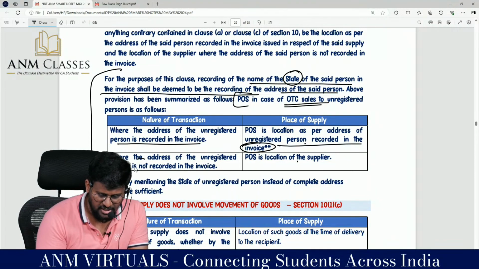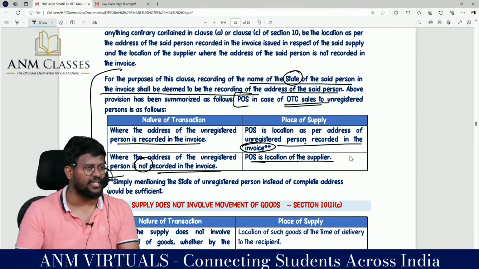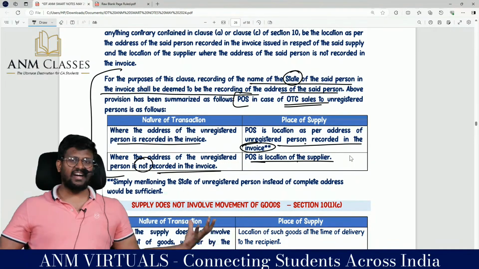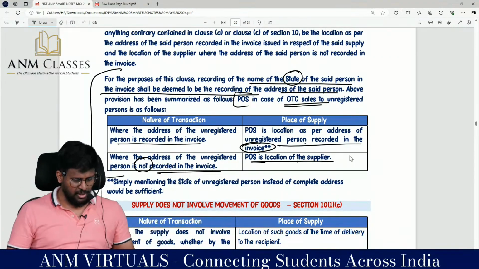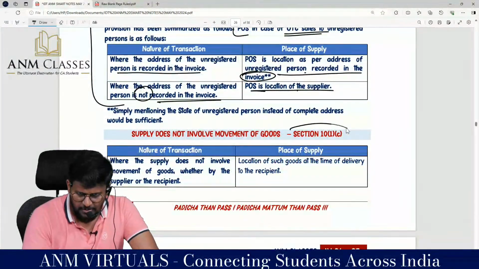Where the address of the unregistered person is not recorded in the invoice, place of supply is there. Are you really with me? Yes, sir. Shall I move into 10 subsection 1 clause C?